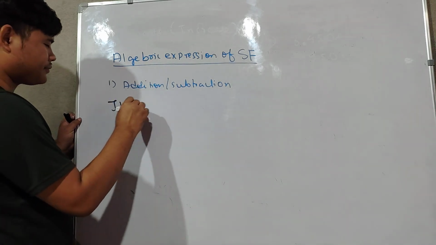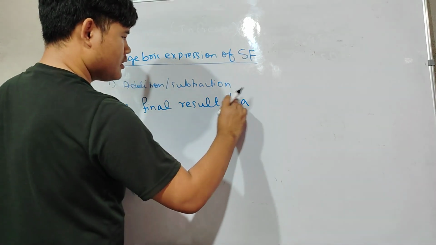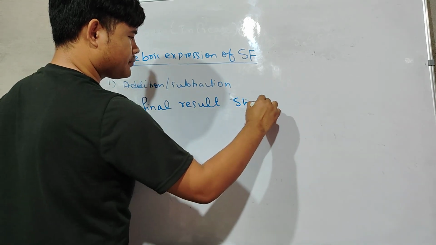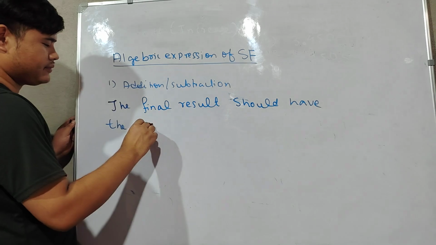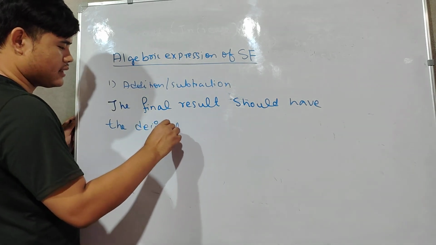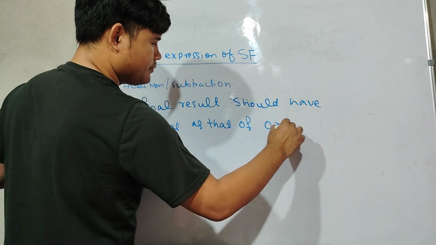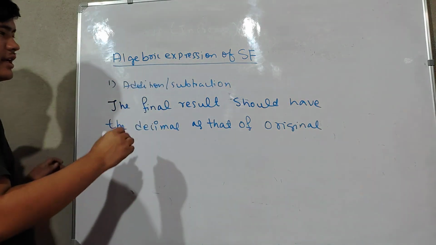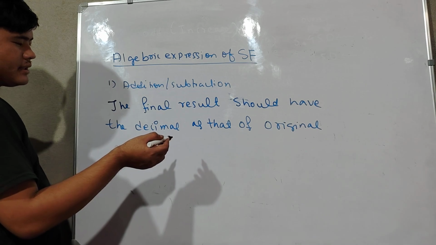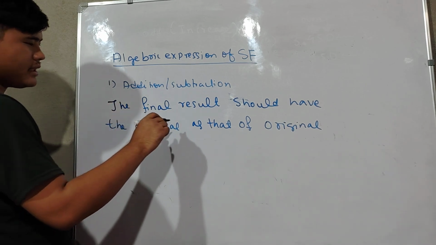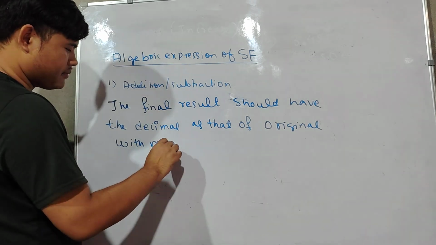The final result should have the decimals as that of the originals with minimum decimals.